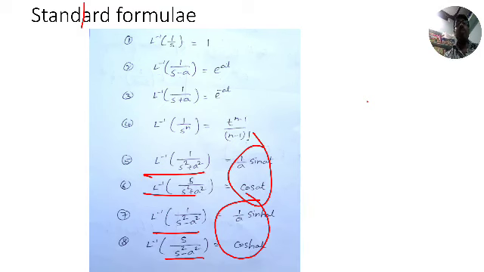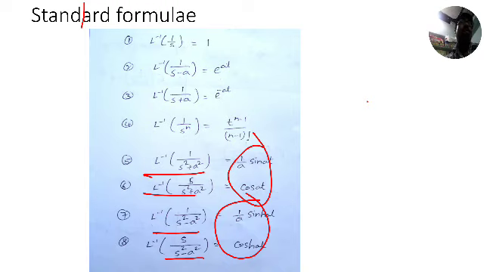So these are the 8 standard formulas of inverse Laplace transforms. What are they? L inverse of 1 by s is 1, L inverse of 1 by s minus a is e power of at, L inverse of 1 by s plus a is e power of minus at, L inverse of 1 by s power of n is t power of n minus 1 by n minus 1 factorial. L inverse of 1 by s square plus a square is 1 by a sin at. L inverse of s by s square plus a square is cos at. L inverse of 1 by s square minus a square is 1 by a sin h at. And L inverse of s by s square minus a square is cos h at. These are the 8 standard formulas.